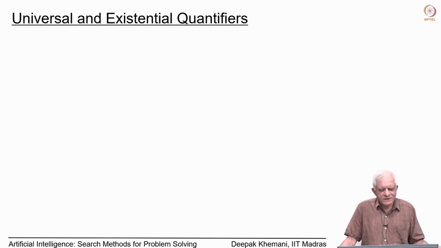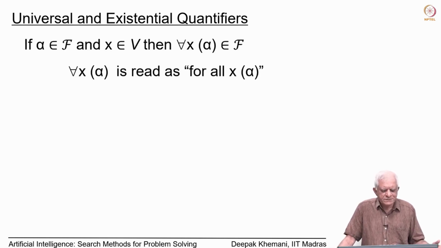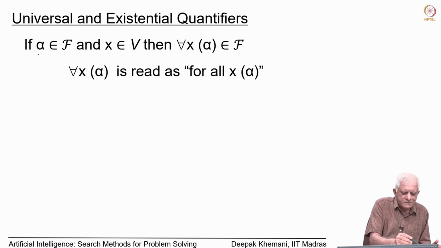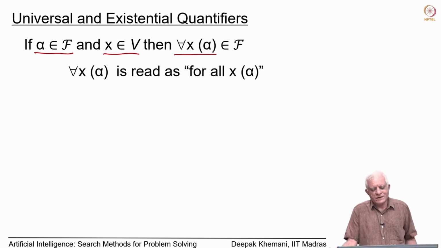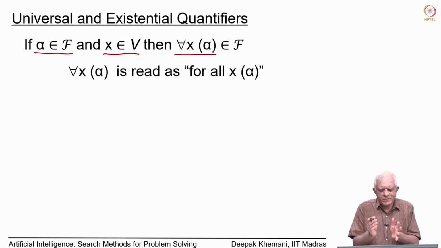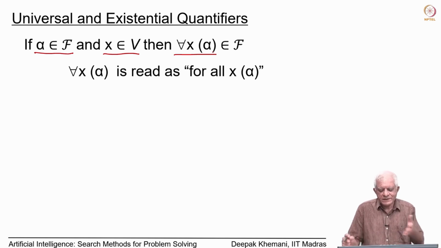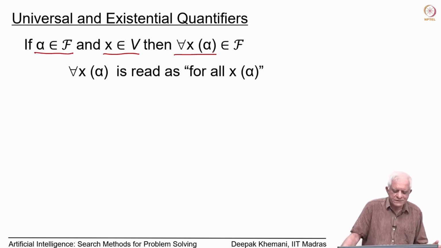We had mentioned that first order logic is different from propositional logic in the sense that it uses the two quantifiers, existential and universal, and we had also mentioned this. So, we can construct sentences using these quantifiers. We say that if alpha is a formula and x is a variable, then for all x alpha is a formula. You can take any formula, take a variable, quantify it using a universal quantifier, and say that that sentence is a formula.